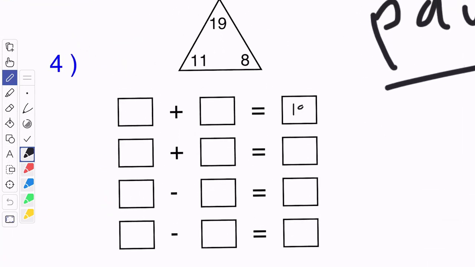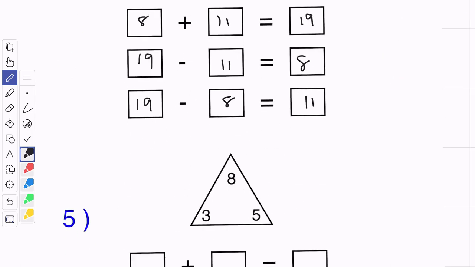19 is our biggest number, so we're going to put it over here for addition and then over here for subtraction. 11 plus 8, 8 plus 11, 19 minus 11 equals 8, and then 19 minus 11 equals 8. 19 minus 8 equals 11.